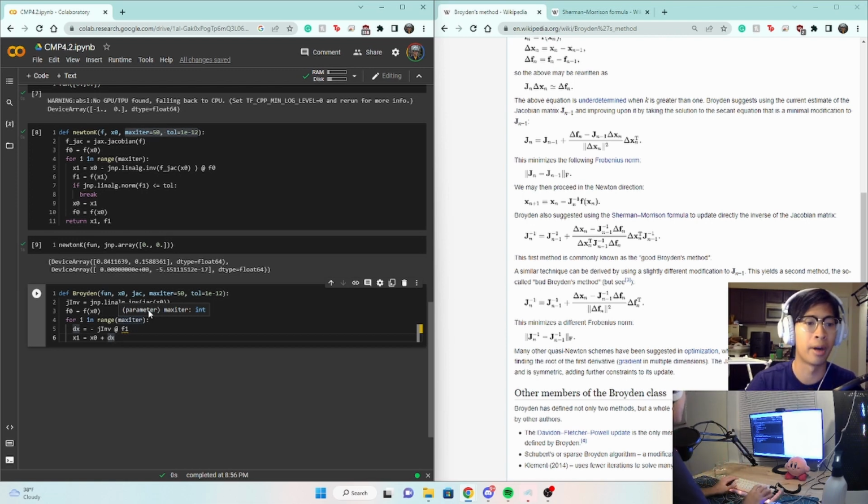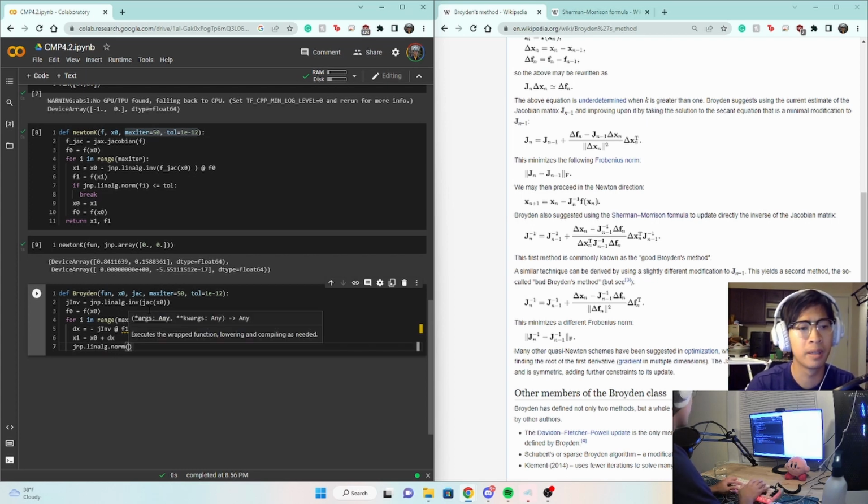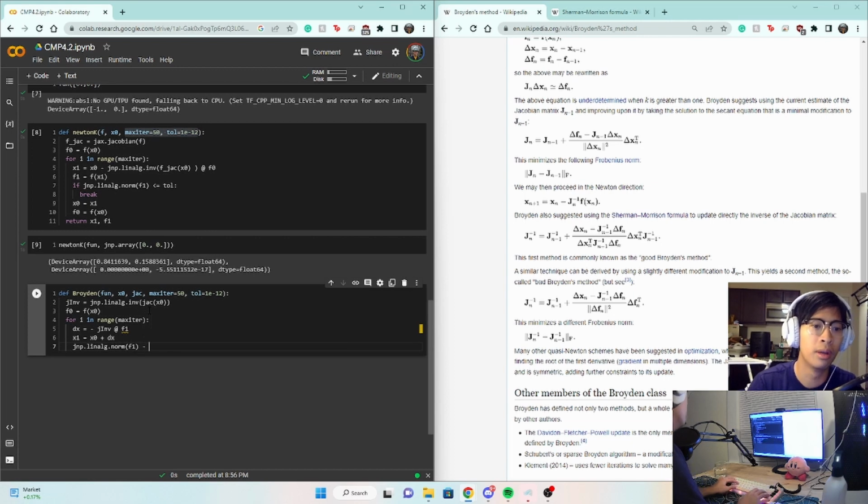So how do we define progress? We define progress as the jnp.linalg.norm, norm being the magnitude, of f1, so the new one. If we're making progress, we'd like the new values to be of lower magnitude than the old values, right? Such that we're approaching 0.